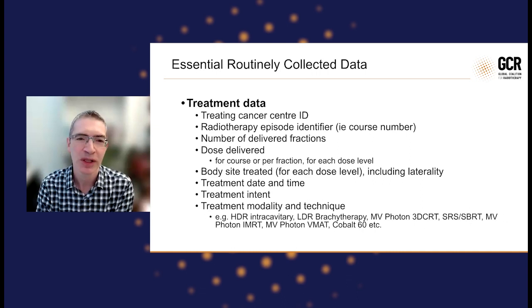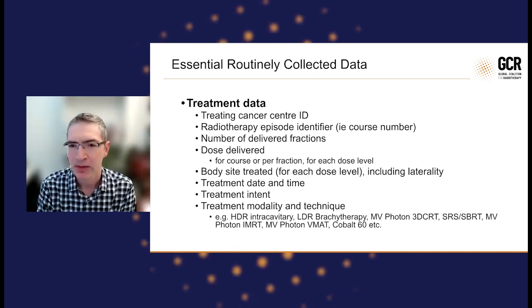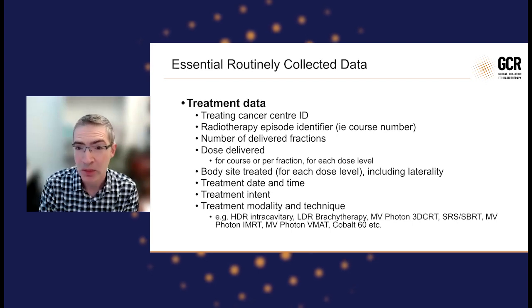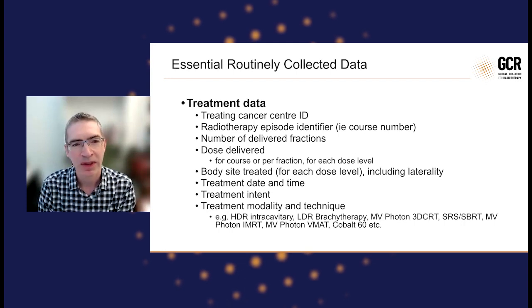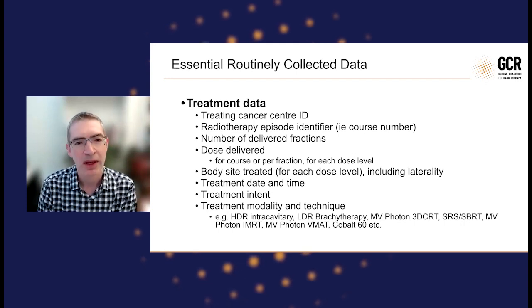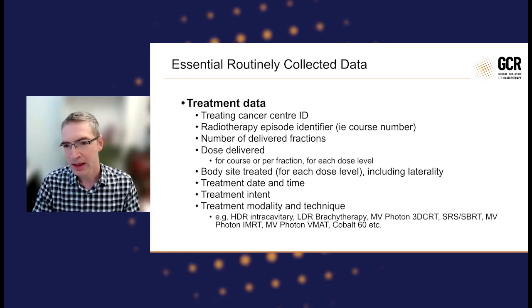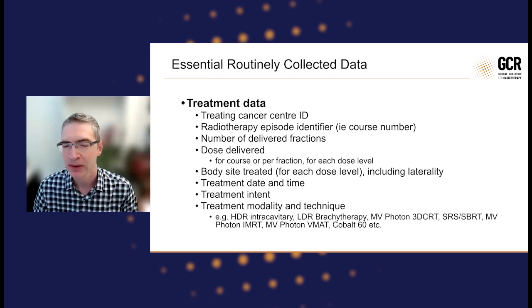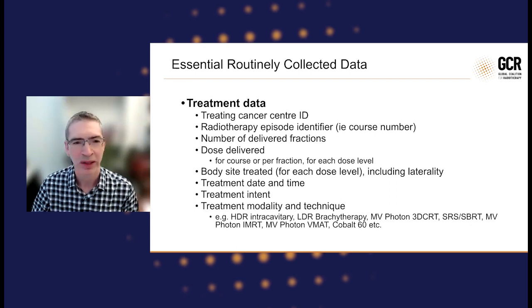So this includes the treating cancer center ID, because you want to identify regional variation, and so you need to know where the patient is treated. A radiotherapy episode identifier, number of fractions, dose delivered, the body site treated, including laterality, treatment date and time, intent, and also modality. And this allows some tracking of the types of treatments that are happening, including use or non-use of hypofractionation in order for quality improvement and monitoring.